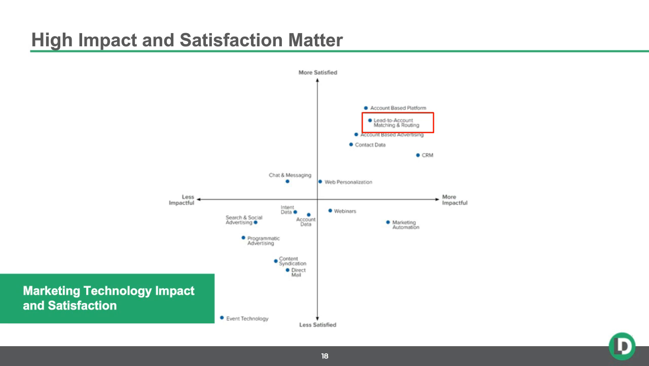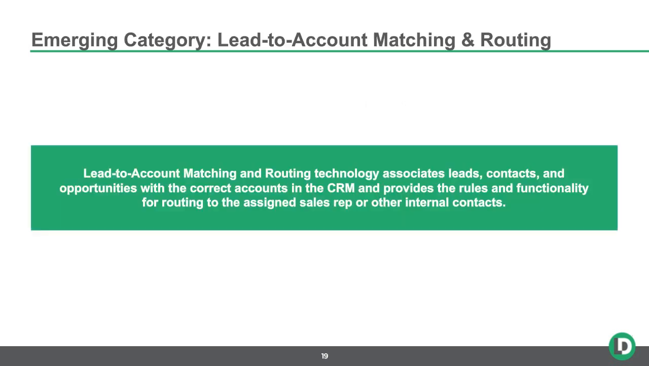So let's talk about lead to account matching and routing and find out why it's such an emerging category and why Topo thinks this category is going to double in a few years. All right, so lead to account matching is the technology that associates leads, contacts, opportunities with the correct accounts in your CRM. So it's vital if you're doing any kind of territory programs, if you're doing account-based. You probably have heard that lead to account matching is necessary for account-based.